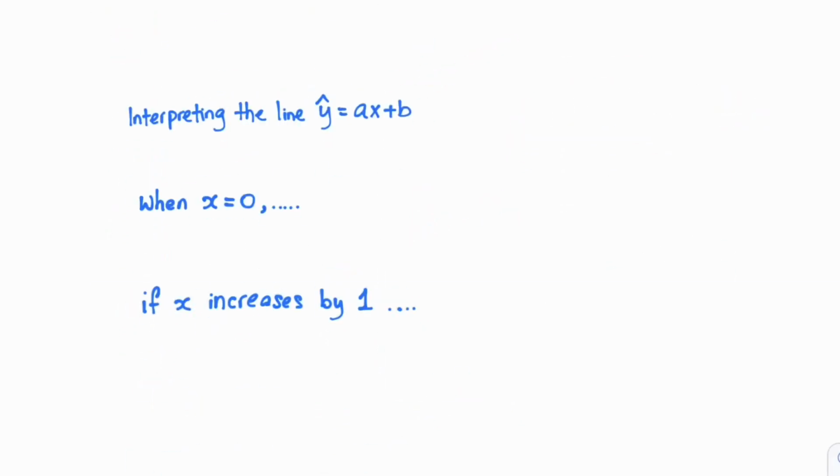How do we interpret this line? Well, this is just the equation of a line, and the way to think about the line is the same as you would do with any other line. If I have x equals 0, then I know that y hat is equal to b, since b is the intercept. And since a is the slope, if x increases by 1, I know that y will increase by a. That is just the usual interpretation of a slope and an intercept. So given the line y hat equals a x plus b, we can then describe how the values of y depend on the values of x.